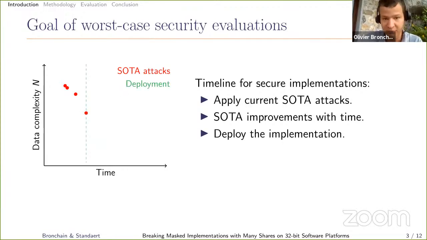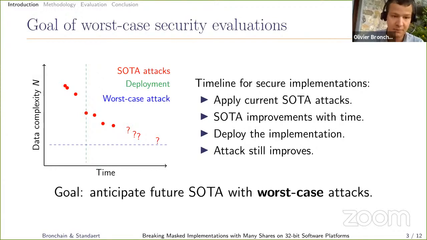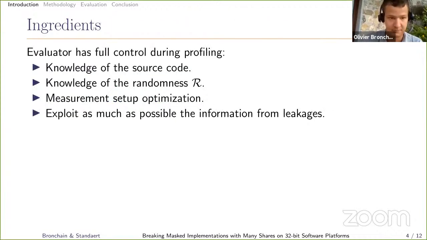But at some point you have to deploy your product in the wild. And that's what the green line shows. And this attack still improves with time after you have released your product. So the question is, what security level should you consider? The goal of worst-case attack is really to anticipate improvement of future attacks by saying no adversary will be able to do better than this.